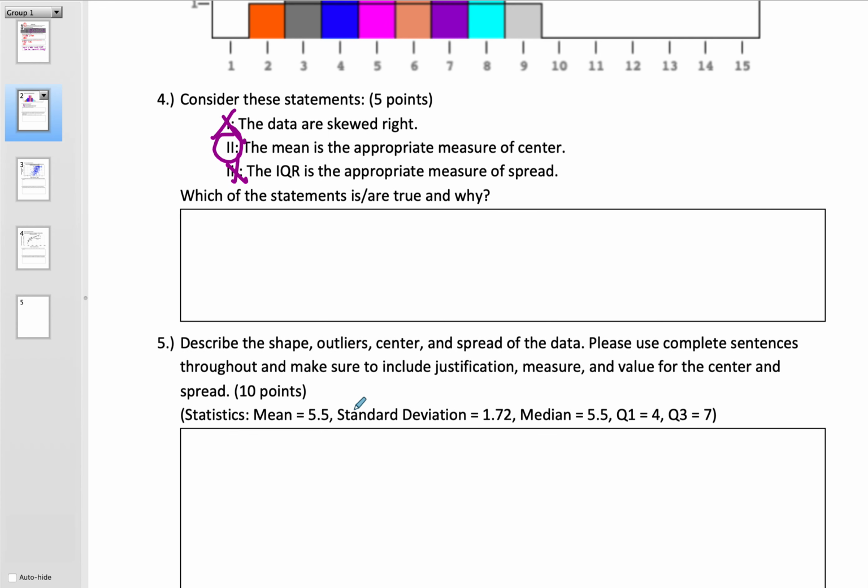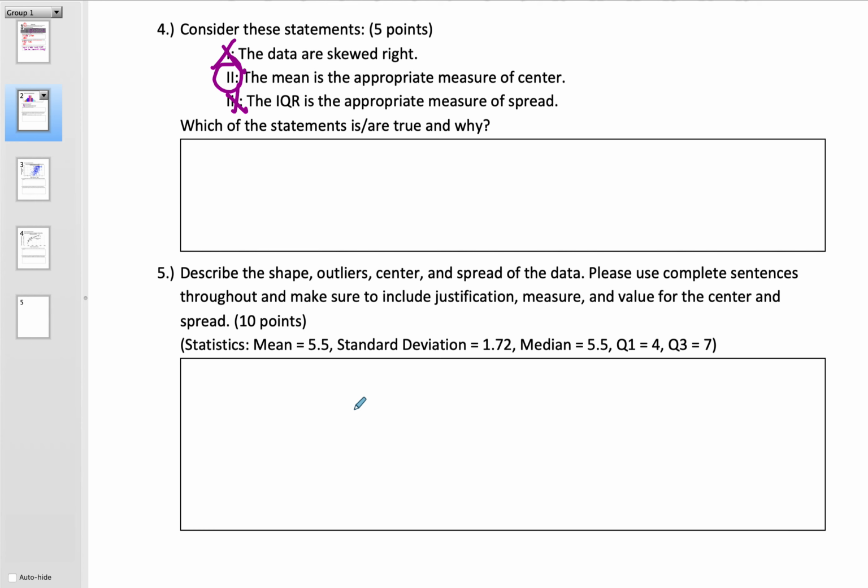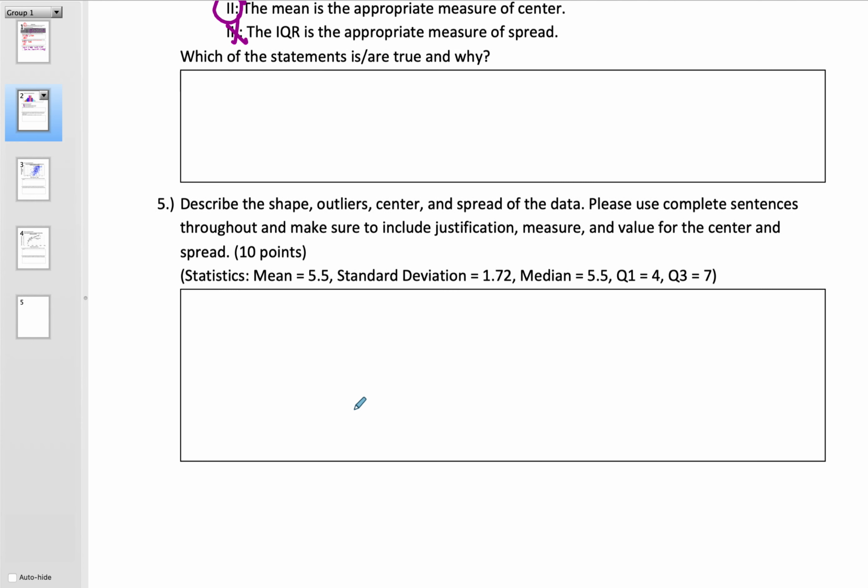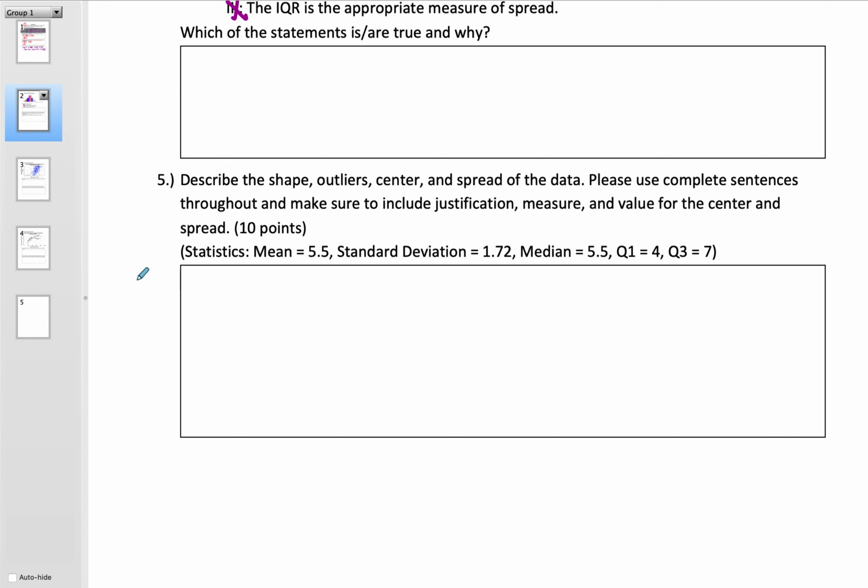Okay, so I've explained it verbally. I won't explain it in writing. All right, shape, outlier, center, spread. Shape, data is symmetric.